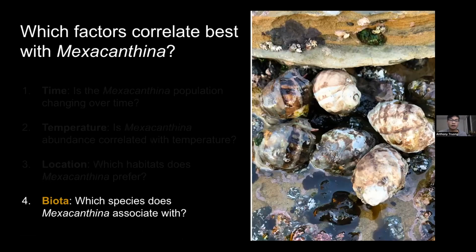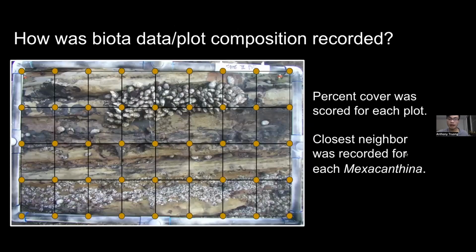And then for my last question, I wanted to ask, which species does Mexican fauna associate the most with? So to do that, I took the percent cover data that was previously determined for each plot. The way percent cover is scored is this grid is placed over the plots in the intertidal, and we have a person scoring. Wherever the lines intersect, whatever is beneath that point, that species is recorded. And from there, we can calculate the percent cover, what percent of the plot was covered by each species.